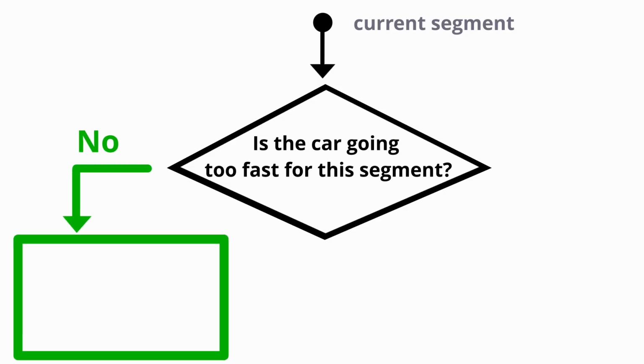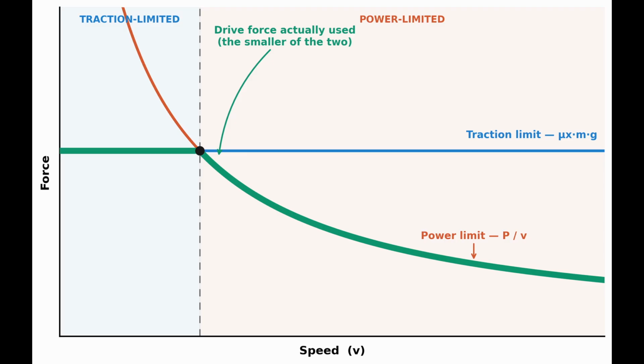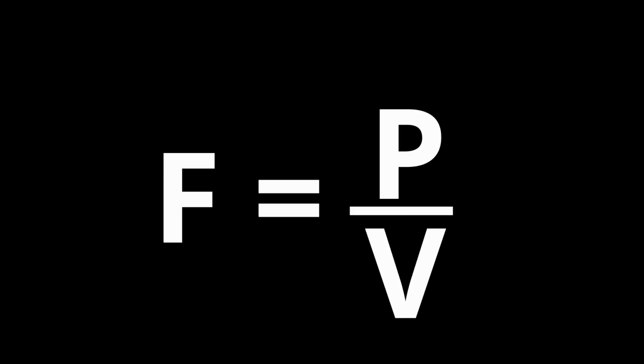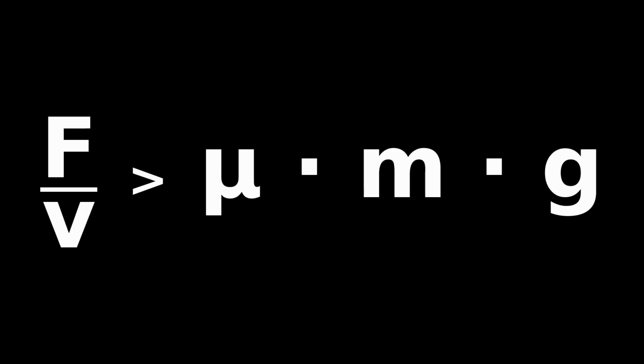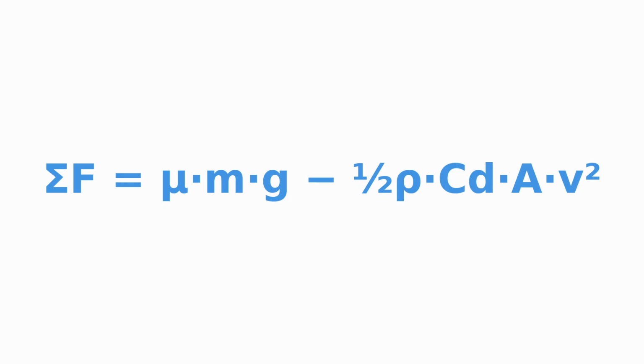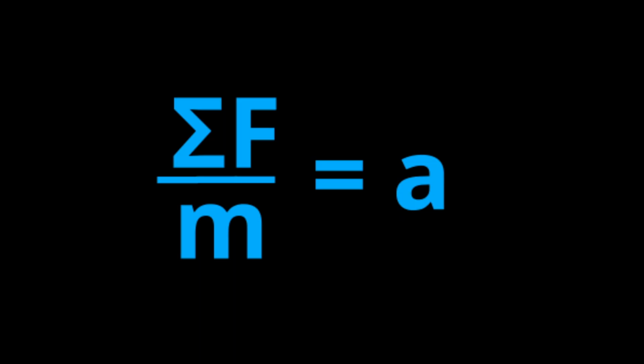On a straight, there's no cornering limit, so we accelerate. Drive force is the smaller of the two things: the engine's power divided by current velocity, which is the force the drivetrain can actually deliver at that speed, or the longitudinal friction limit, mu x times mass times g. Whichever is smaller is what you've got. Subtract the aerodynamic drag, which goes up with the square of velocity, and that gives you net force. Net force over mass is acceleration.